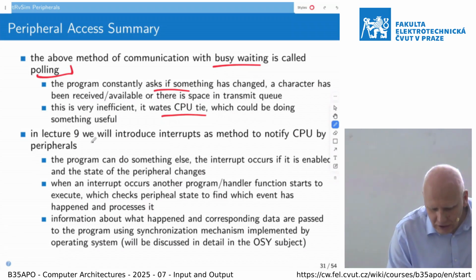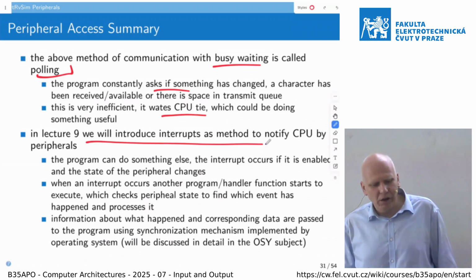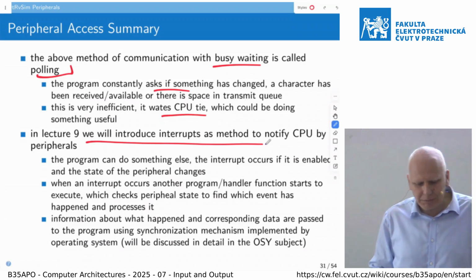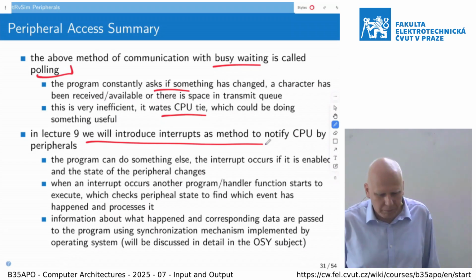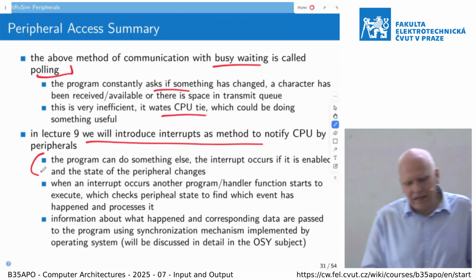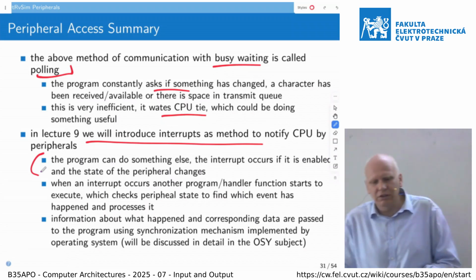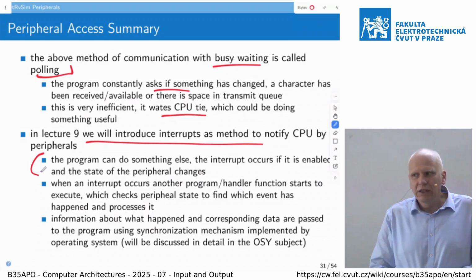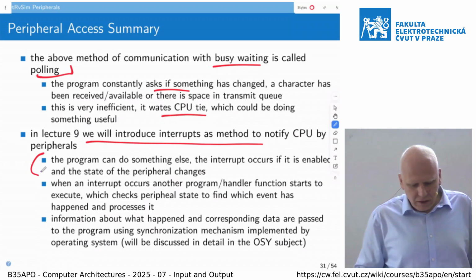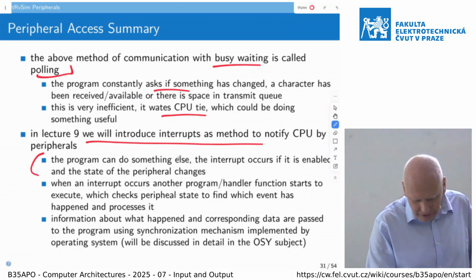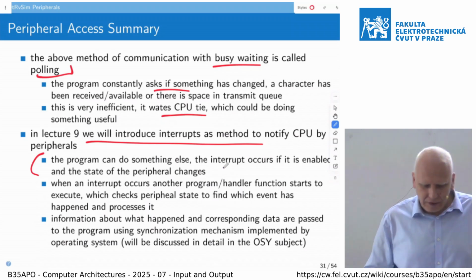So we will introduce the option of how to implement this with interrupts on the CPU. It is a little more complex. And in such a case, we can have some other process or some other task which can do something else useful during that time we wait for the data from the peripheral.